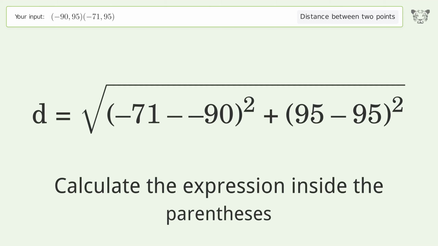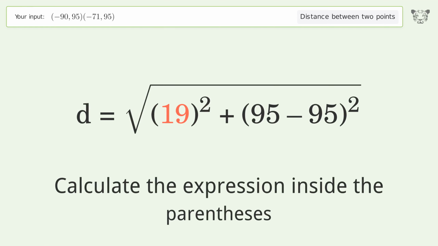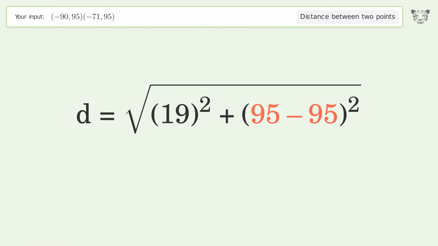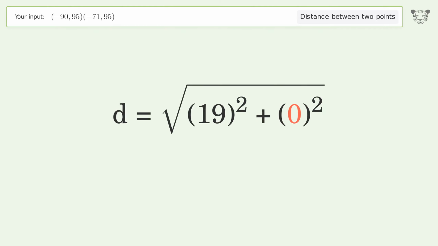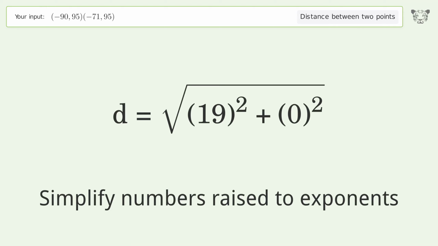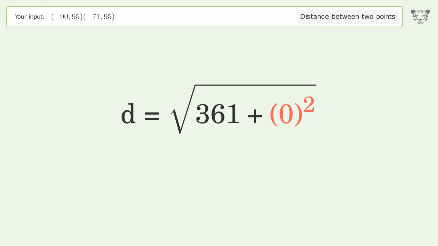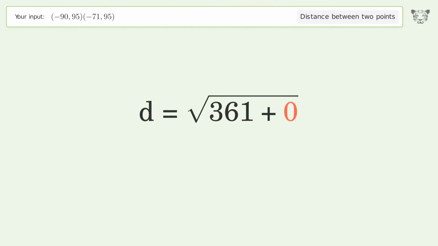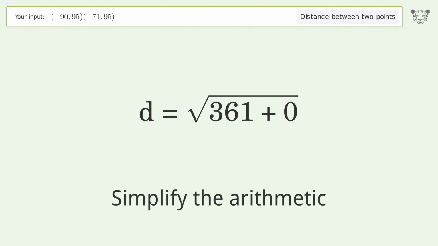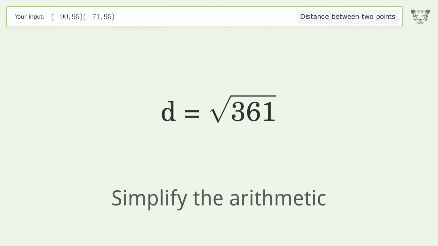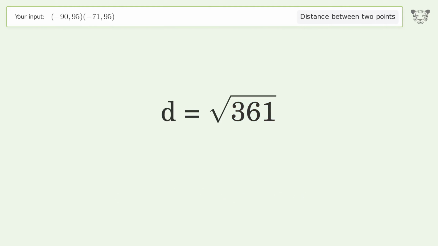Calculate the expression inside the parentheses. Simplify numbers raised to exponents. Simplify the arithmetic. And so the distance between the 2 points is the square root of 361, or 19.